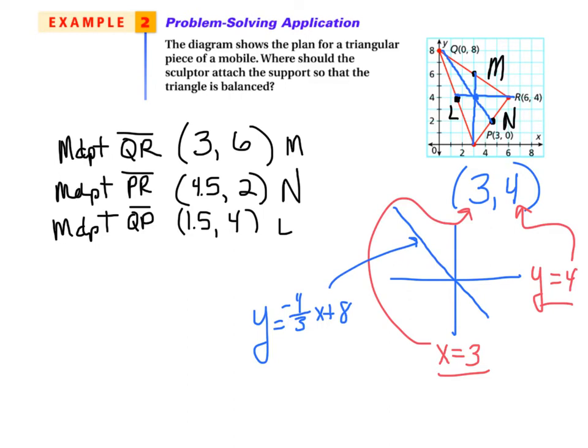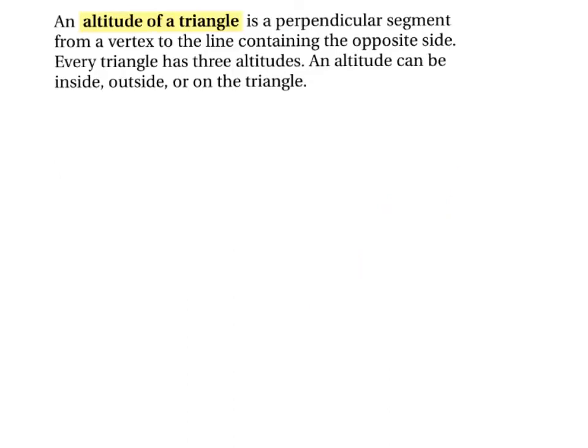All three lines intersect at the centroid, or the center of gravity, of 3, 4. So we've already talked about the median of a triangle. Now remember, the median of a triangle is what? It's when you connect the vertex of a triangle to the midpoint of the opposite side.